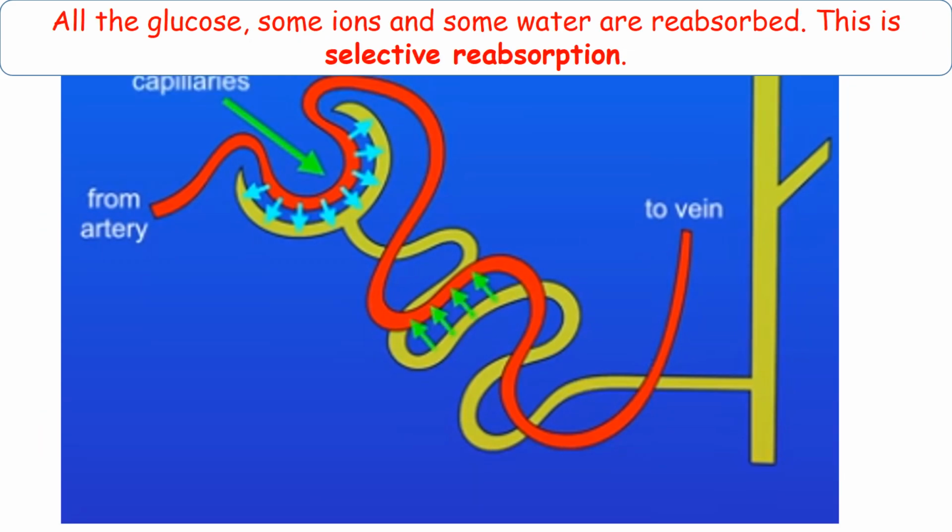Now, some of these smaller particles like glucose, ions and water are reabsorbed, and this is called selective reabsorption. Based on the amount of glucose required in the body, anything particularly useful is reabsorbed. So if you find sugar in the urine, that is also another indicator that we have got some issues going on because the kidneys haven't been able to reabsorb it all.